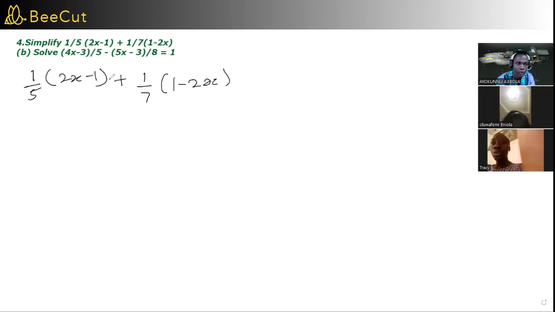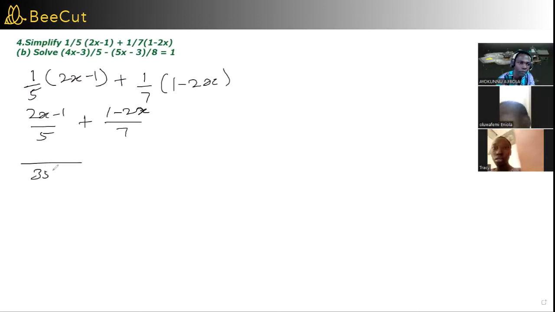When you say 1/5 of something, it means that thing over 5. So what do I have here? I have 2x minus 1 all over 5, then plus the other one, 1 minus 2x all over 7. You find your LCM, 35. How many 5 is in 35? That's 7. 7 is going to multiply this one above. So that is 7 into 2x minus 1.